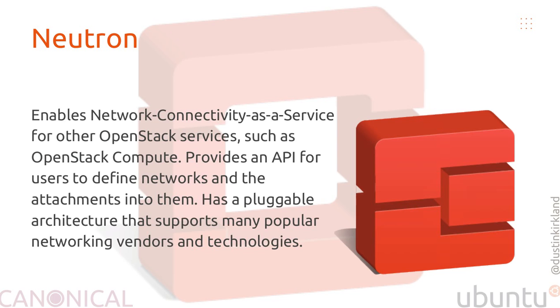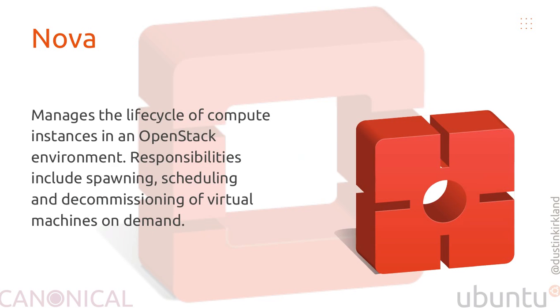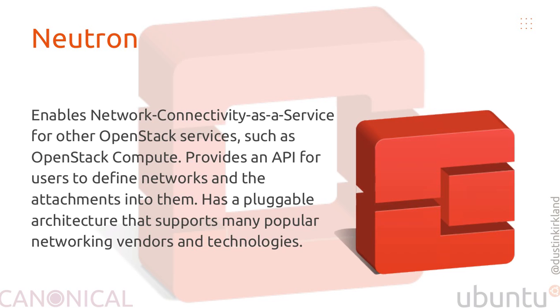Neutron is the networking piece of OpenStack. I probably should also map some of this to Amazon. I assume people are familiar with AWS or Amazon. Nova is equivalent to the EC2 part of Amazon Web Services, AWS. So it's the virtual machines aspect of the OpenStack cloud. Neutron is the networking piece, network as a service, you might call it, or network connectivity as a service.